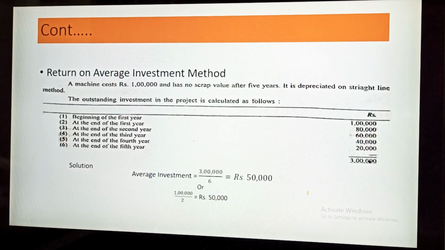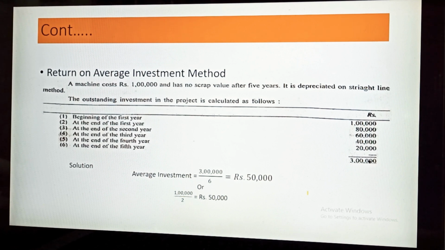Okay, third one is return on average investment method. In this method, the return on average investment is calculated using the average investment for the purpose of return on investment, which is preferred because the original investment is recovered over the life of the asset on account of depreciation charges. Let's see the example here.